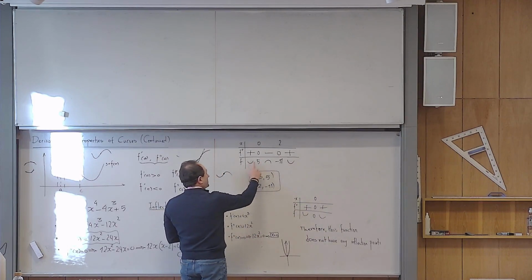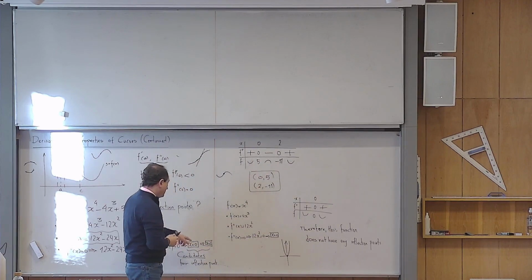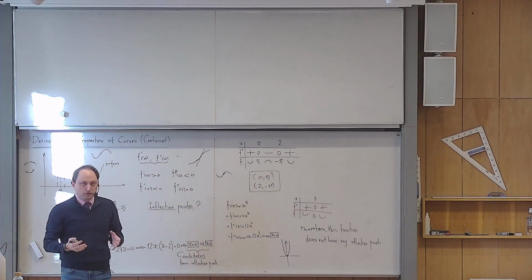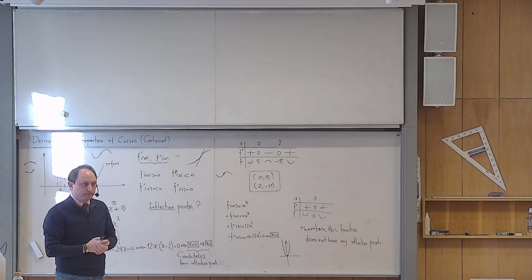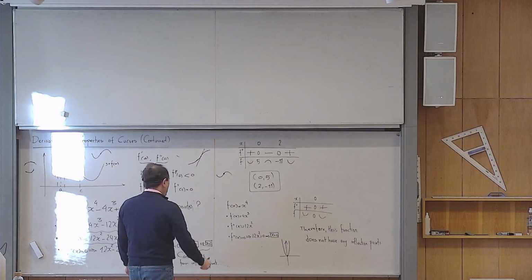If the sign of the second derivative changes in passing through that point, that candidate is a real inflection point. If not, that's just a fake one. It's not an inflection point. Is that clear? Okay, so this is important to understand.